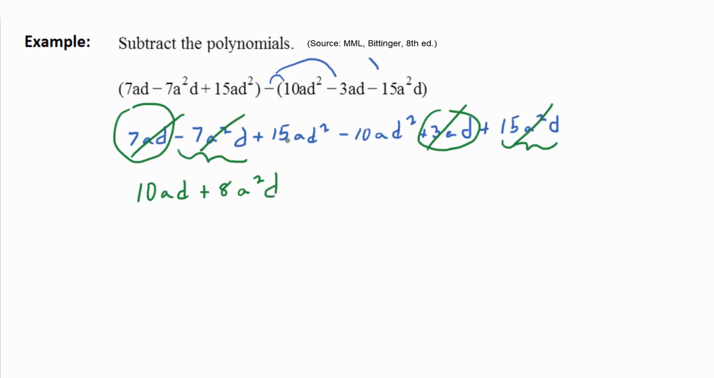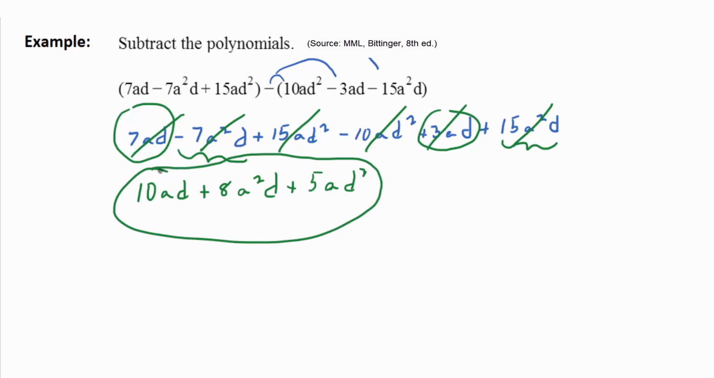Okay, those are taken care of. And then we have a plus 15AD squared minus 10AD squared. Are those like terms? If the variable part looks exactly the same, they're like terms. So what's 15AD squared minus 10AD squared? Plus 5AD squared. Now, I don't really need to cross those out, but that's fine. And then, okay, scan it real quick. Did you forget anything? Are there any like terms left? Nope, so you're done.